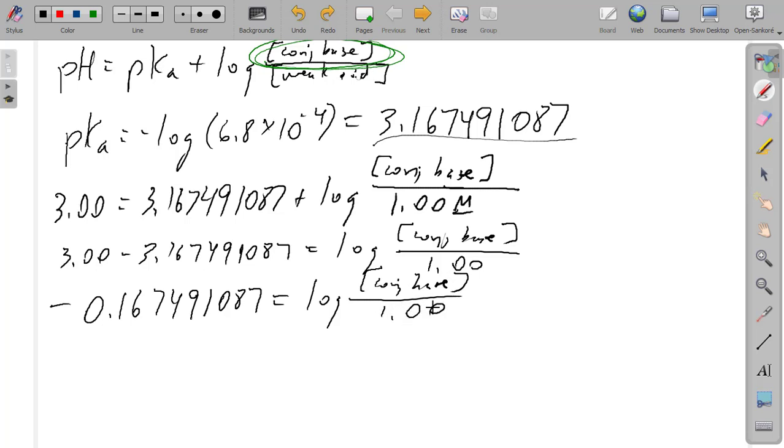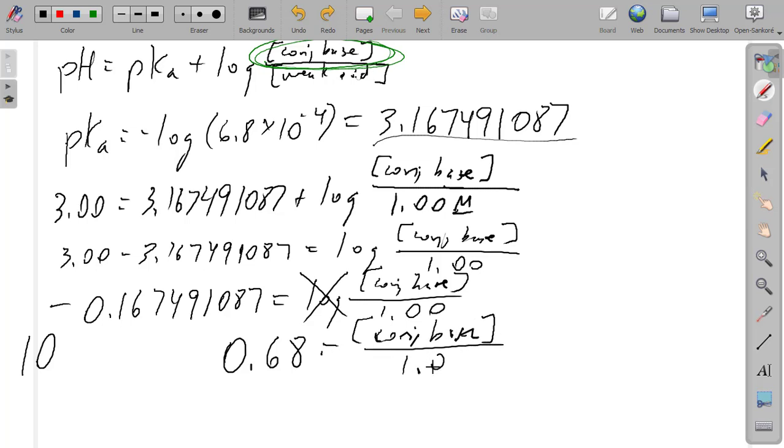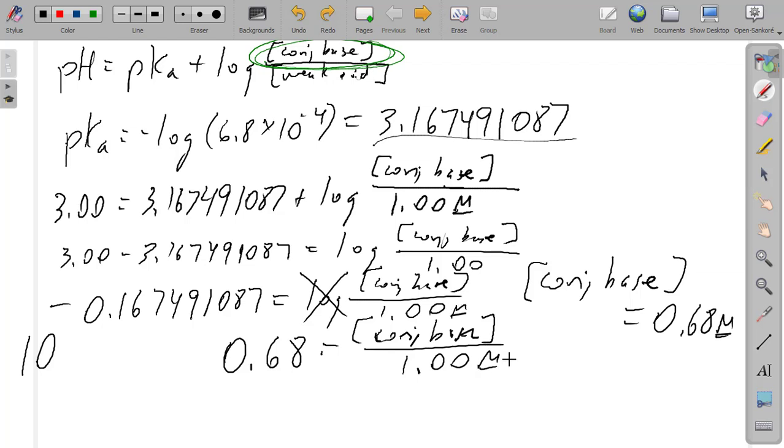Now to get rid of the log, we need to use 10 to the minus that. When you take the inverse log of that negative 0.167491087, you end up with a simple value of 0.68. And that's going to equal conjugate base over 1.00. Multiply both sides by 1, and you end up with the conjugate base equal to 0.68 molar, because again, that molar is there.